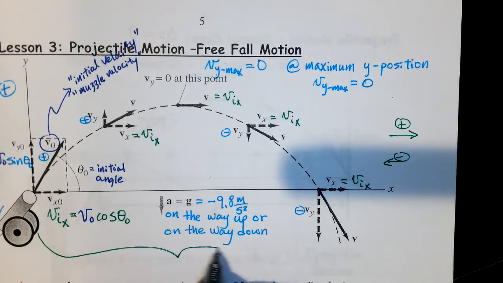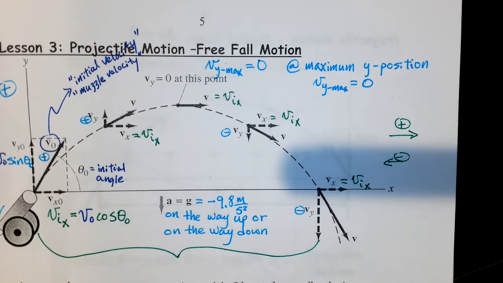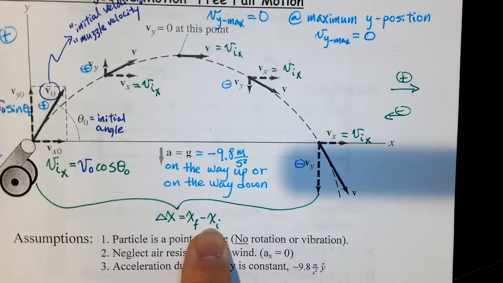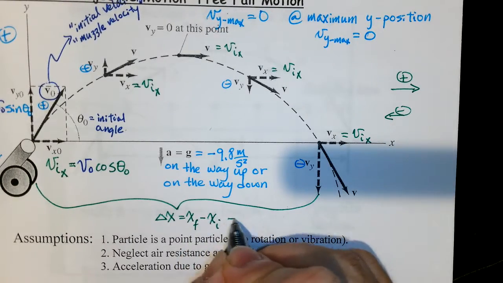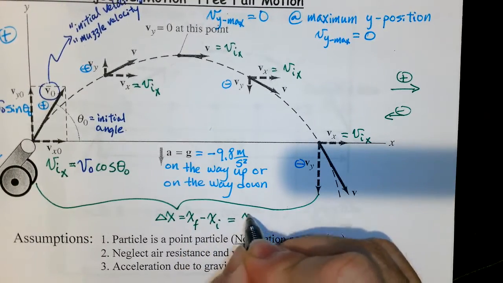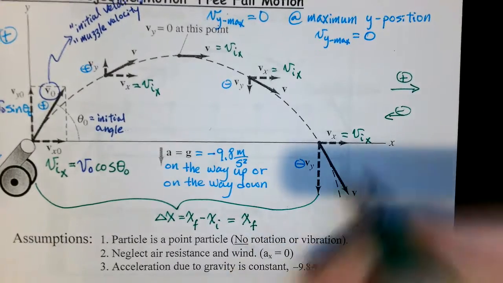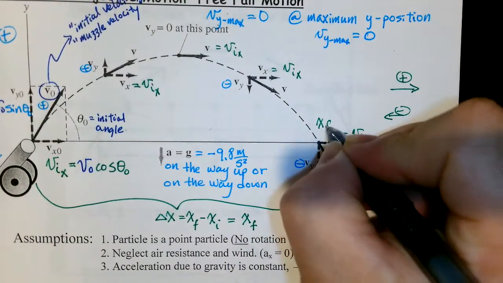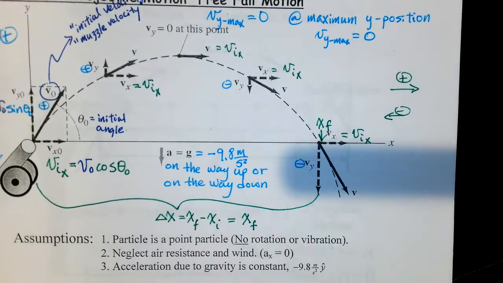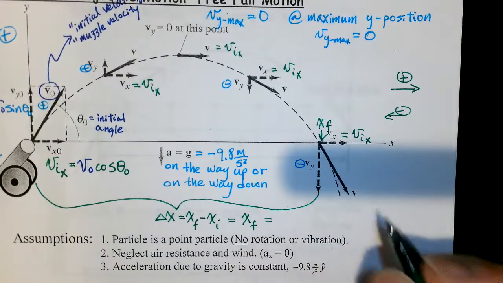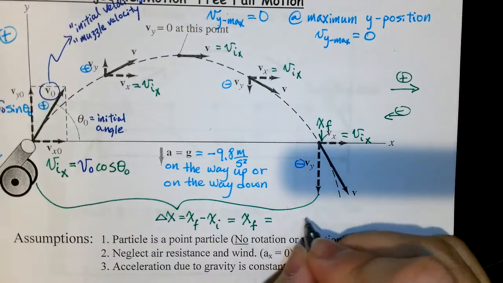This will be delta x, which is x final minus the x initial. If we start from zero initial in the x position, my delta x is just x final, which is here. This x final is also known as the range.